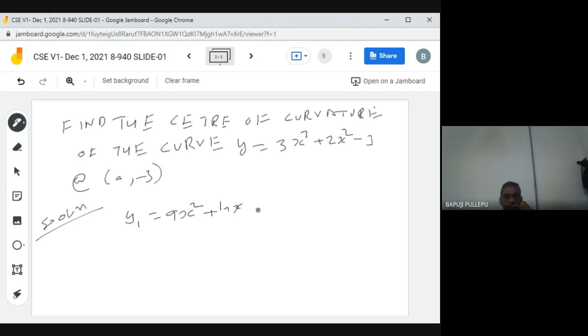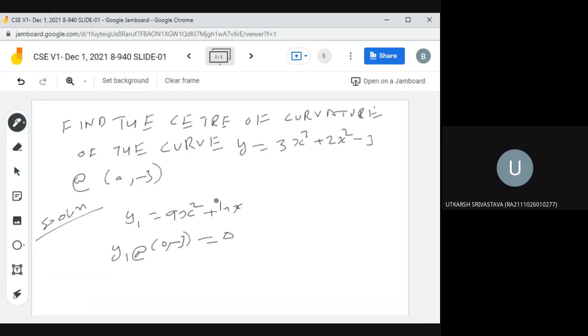Now you can write y1 at 0 comma minus 3. The whole value vanishes. x is equal to 0 means y1 is equal to 0 at 0 comma minus 3. Am I correct?